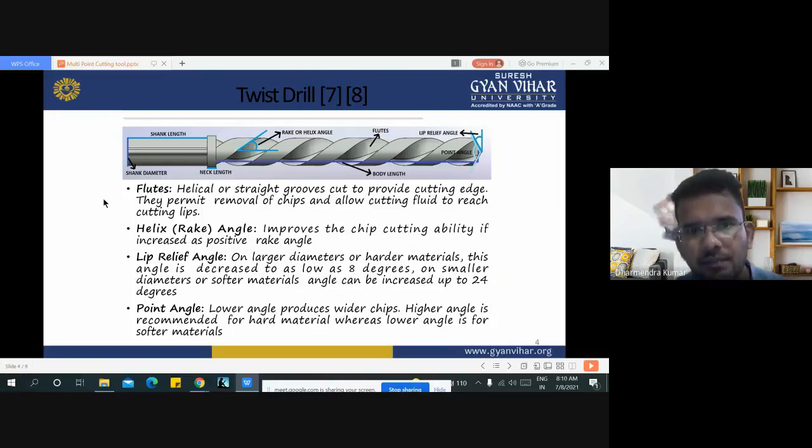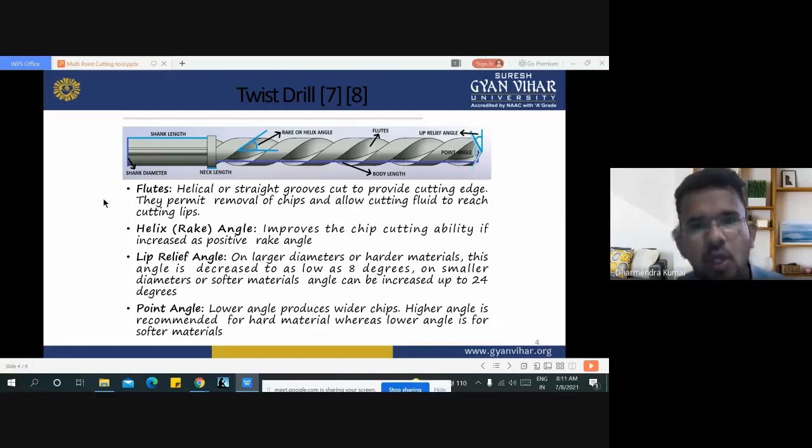Lip relief angle. On larger diameter or harder material, this angle is decreased to as low as 8 degrees. On a smaller diameter or softer material, the angle can be increased up to 20 degrees. It depends on the operator, meaning which type of material we are using. If we are using harder material, then the lip relief angle is as low as 8 degrees, and if we are using softer material, then the value of the relief angle will be up to 20 degrees.